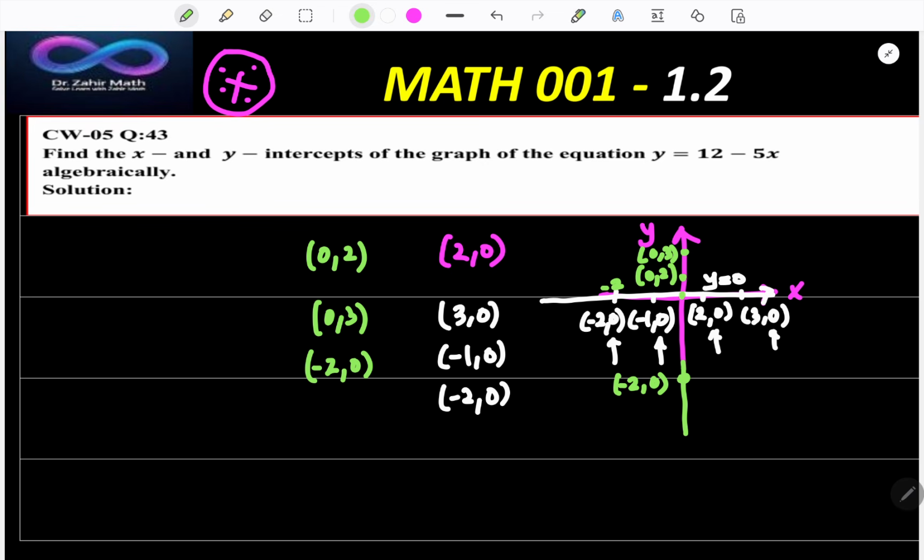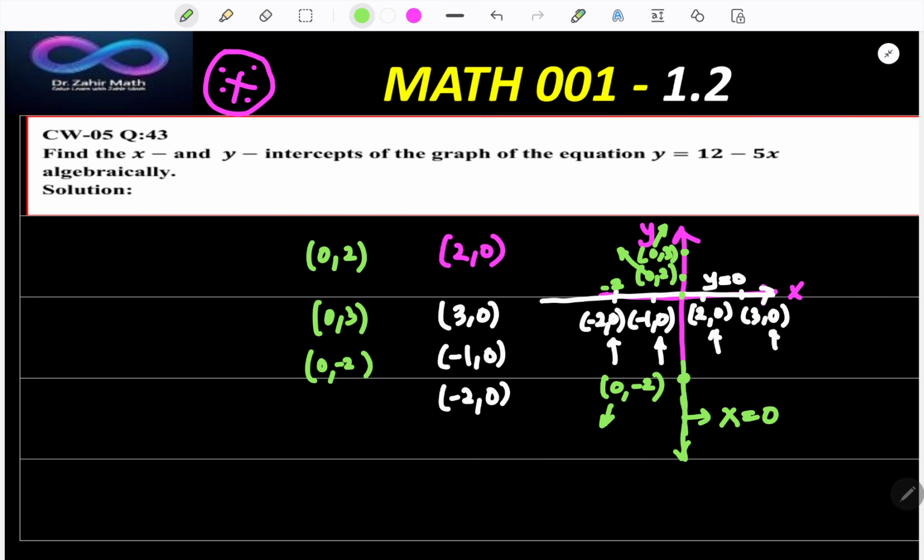I'm sorry, I made a mistake. One minute. It should be (0, -2). So x is 0 and y is negative 2, right? So (0, -2). Now look at this y-axis: you can see x is 0, x is 0, x is 0. So the equation of the y-axis is x equal to 0.